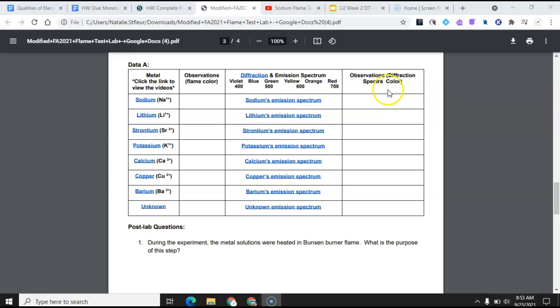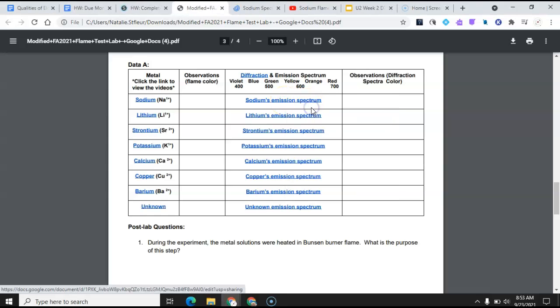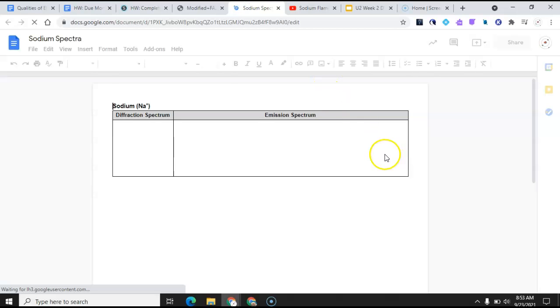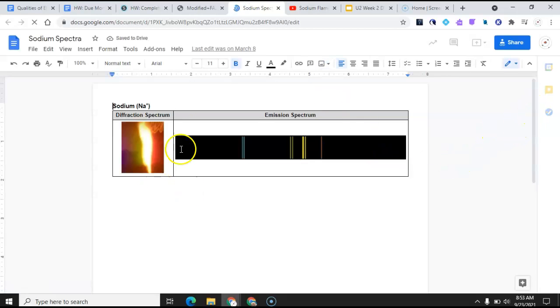Now, if you did do the lab and you want to check, because I know the spectral glasses were a little difficult to see through and you're not sure if you have the right colors, you can use the data in the emission spectrum here. You can look at the diffraction spectrum and record the colors. I also provided the emission spectrum. This is what the emission spectrum of sodium looks like, and you should see similar colors.